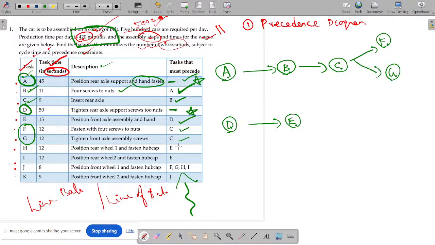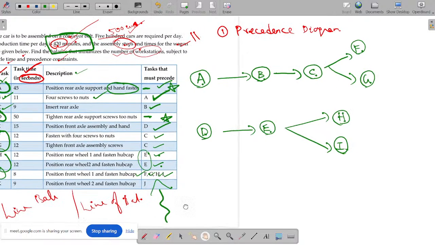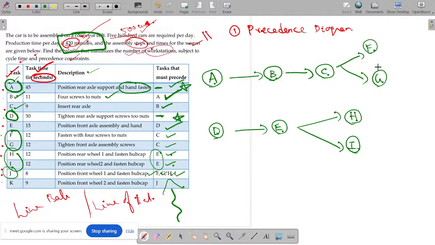Okay. Then after E gets over, see, two Es are here. After E gets over, H and I have to be started. So H and I. Is it okay? Then, please make a note: F, G, H, and I. Everything has to get over. Then only can I start this job called J. Okay, so everything has to get over.